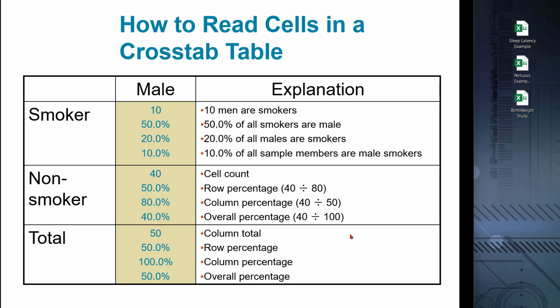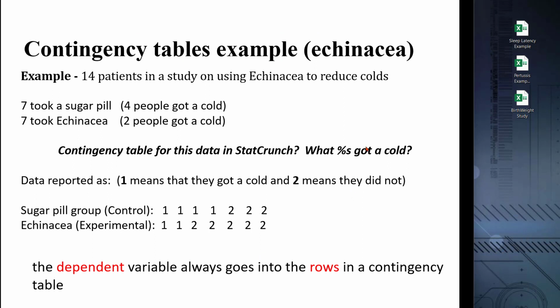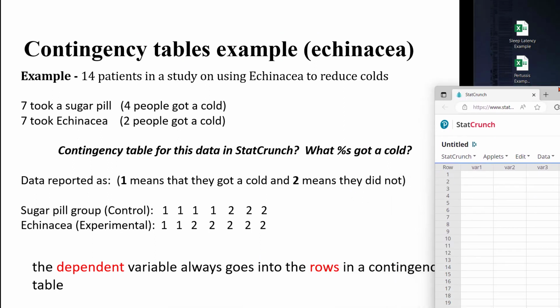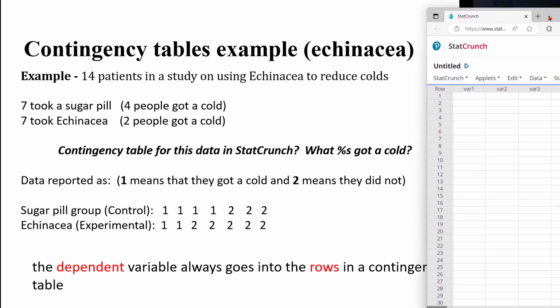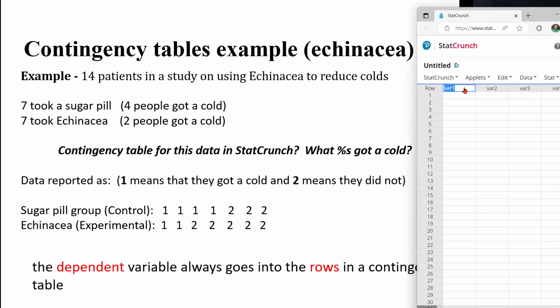So let's do an example of people using echinacea to reduce colds. Here the ones or twos are coded categories of yes and no. We can start with the cold status and start filling in the data, as each column is a variable that we label cold status yes and no in the group they are in, which would be the sugar pill and the echinacea, or control and treatment group, respectively. So, if 7 took a sugar pill and 4 people got a cold, we have 4 yeses here and 3 nos, and we can just keep filling in the categorical data.